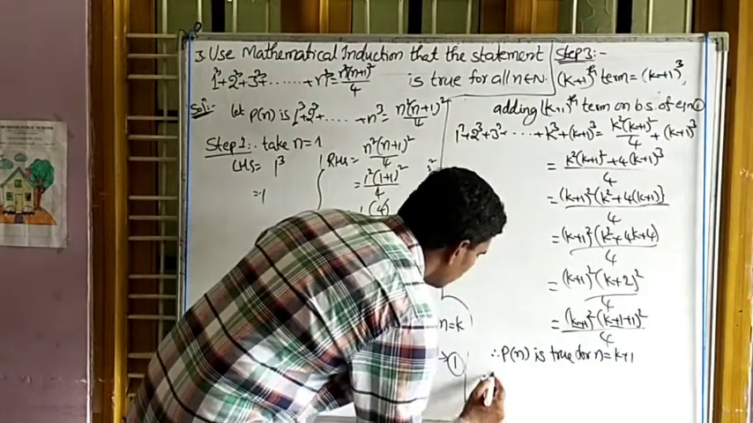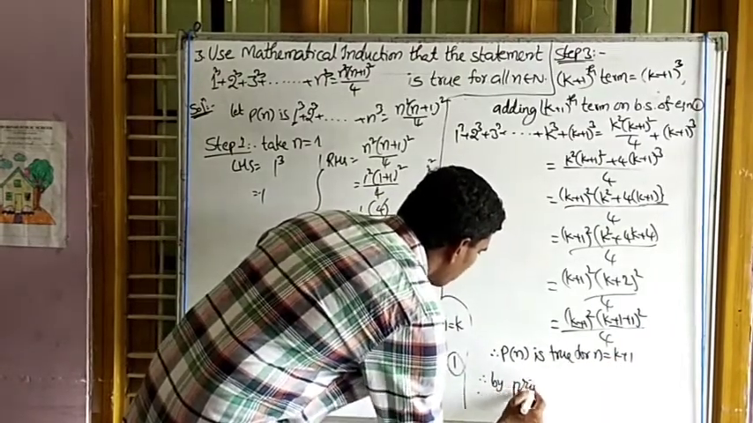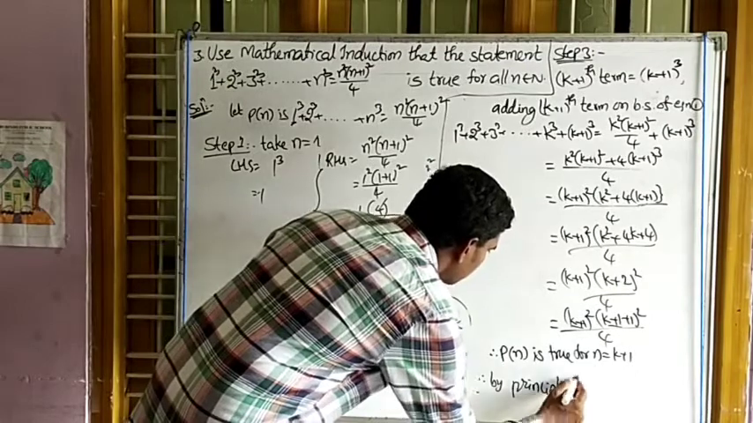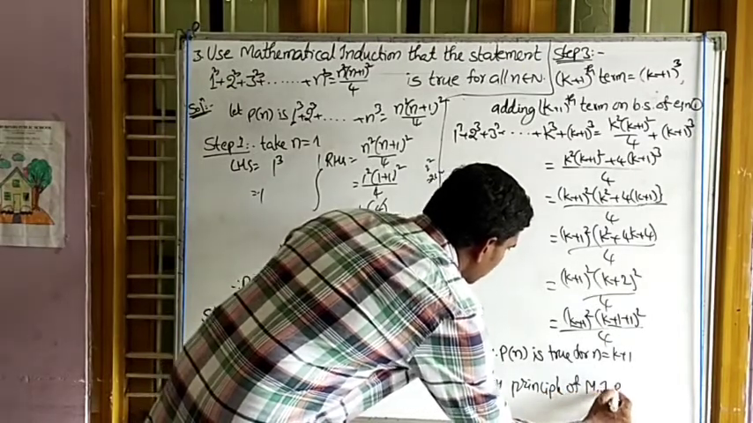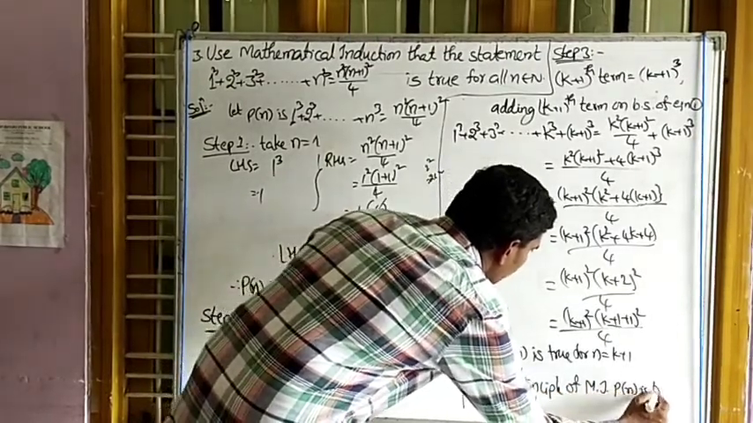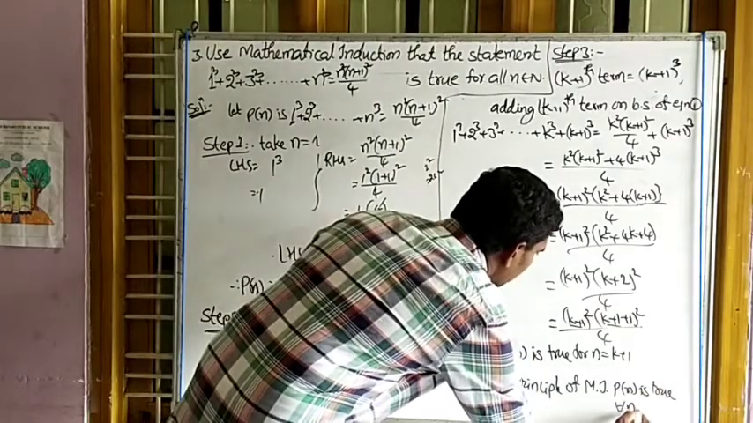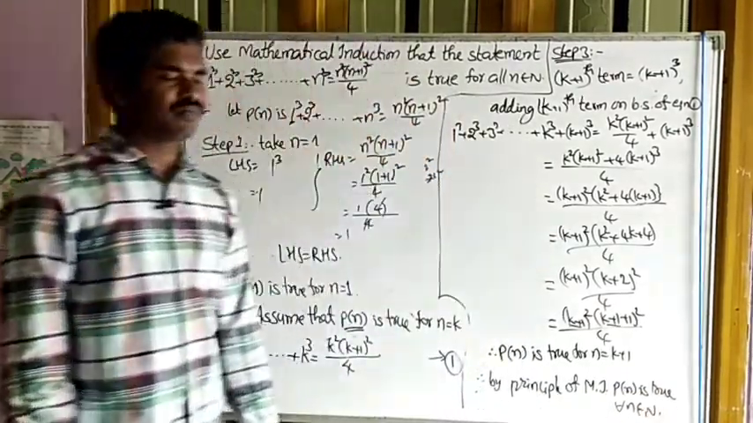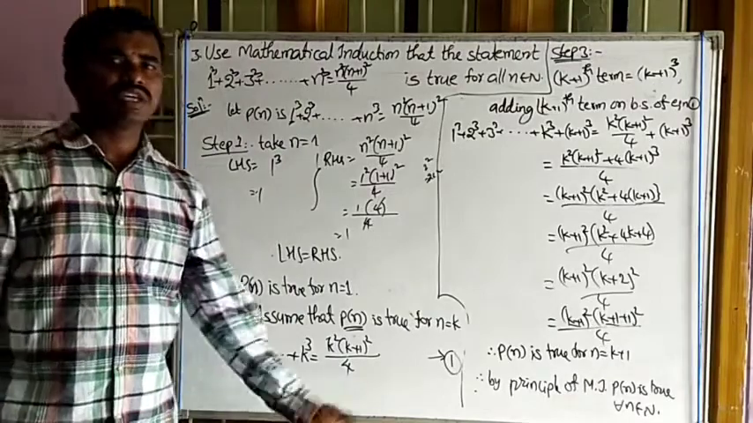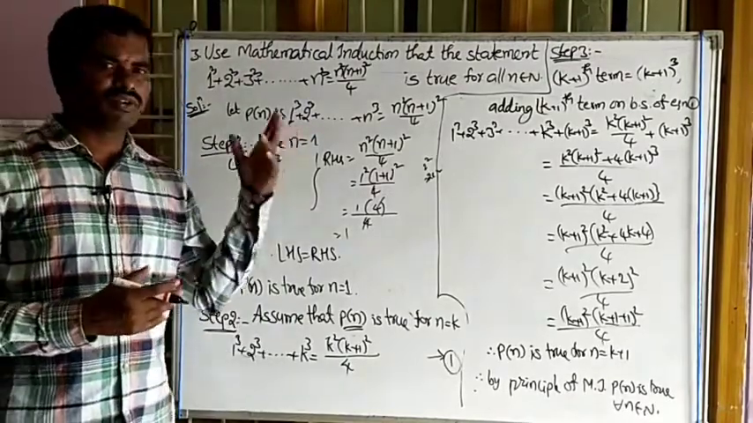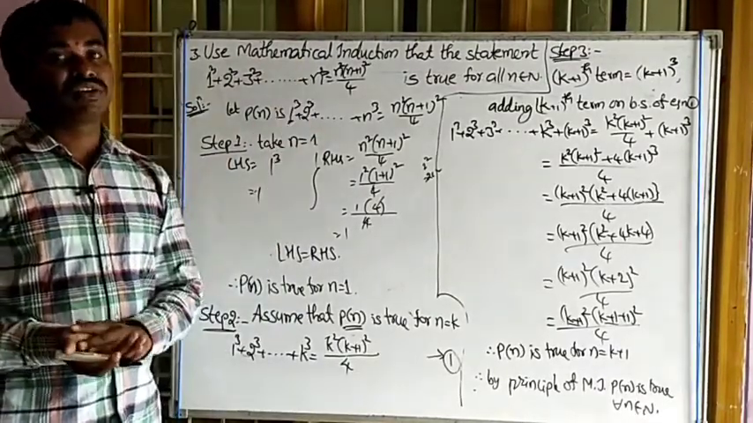So therefore, by principle of mathematical induction, P of n is true for all n belongs to capital N. So this is the solution of the third question. In this way, we have questions 4, 5, 6, some 15 questions are there.